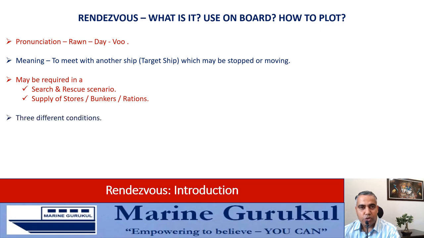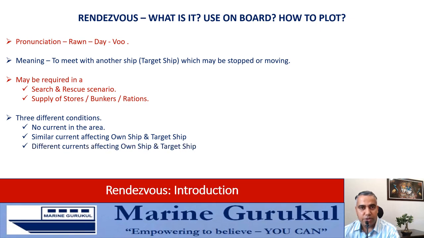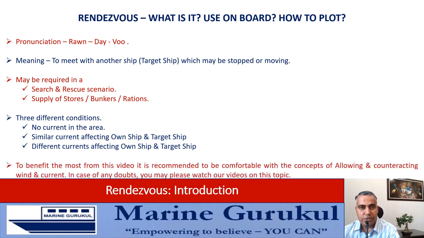The rendezvous questions can be broadly divided into three scenarios. The simplest one being that there is no current in the area. The second scenario could be the current affecting the own ship as well as the target ship, and the third scenario could be different currents affecting own ship and the target ship. We will now see how rendezvous can be made in all these different possibilities.